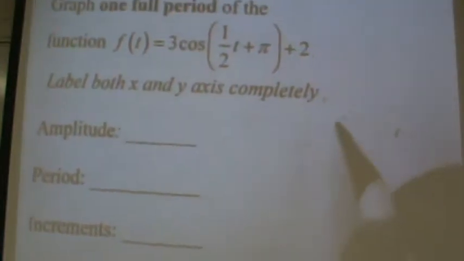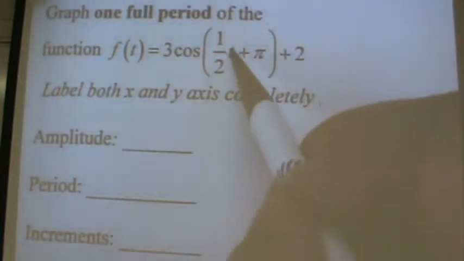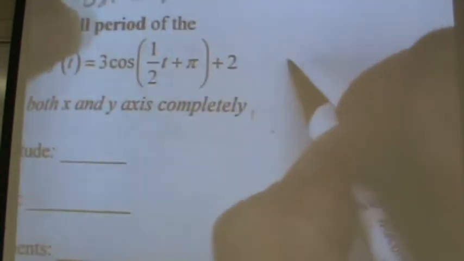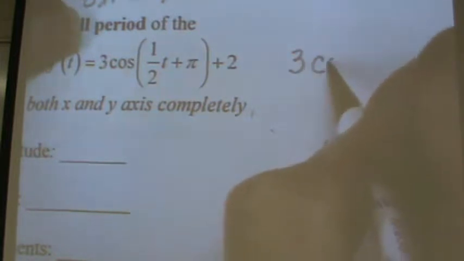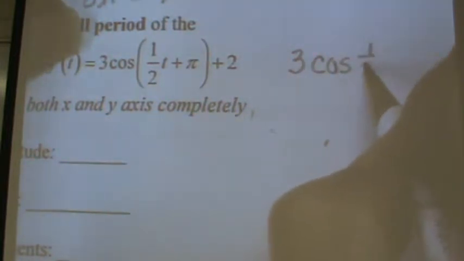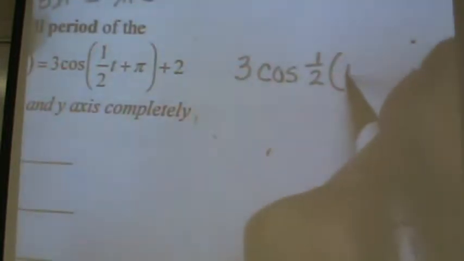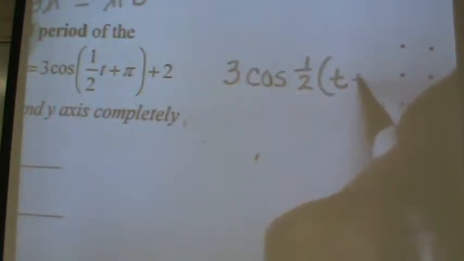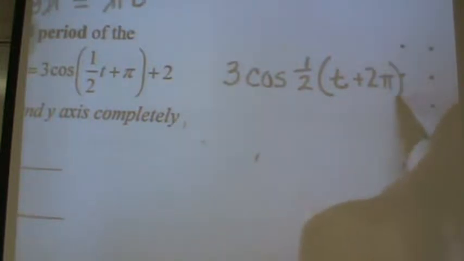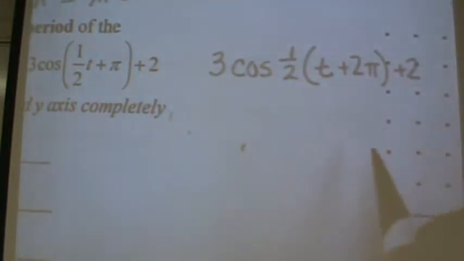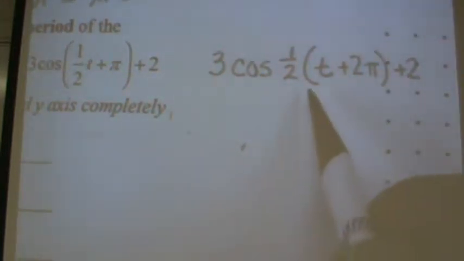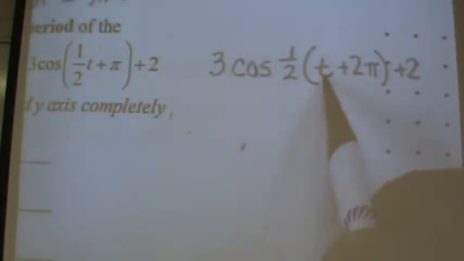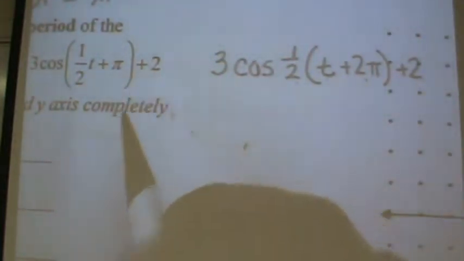The next one. The big mistake was some of you guys do not know how to pull that b value out. So let's do that. 3 cosine, take the 1/2 out, that's your b value. And then t, now if you divide this by 1/2, you're going to get 2 pi. And then plus 2. And I always double check, a 1/2 times t is a 1/2 t, and a 1/2 times 2 is pi.